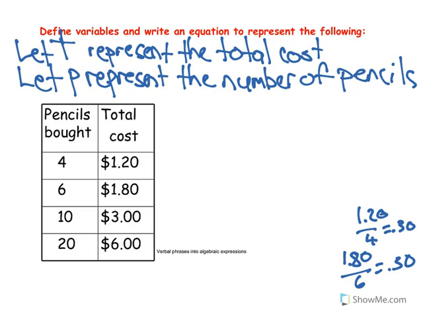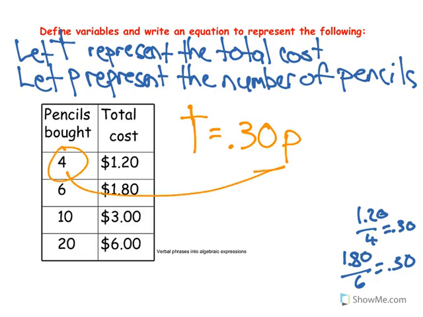So based on my let statement, I can write a really simple equation. The total cost of my purchase is that, right? I really should be using lowercase letters, so it doesn't really make a huge difference. The total cost T is equal to 30 cents per P. So if I was to substitute 4 for P, it would give me $1.20 for T, and so on.